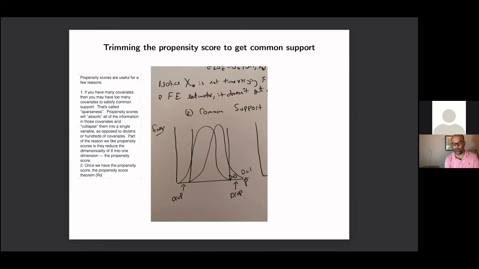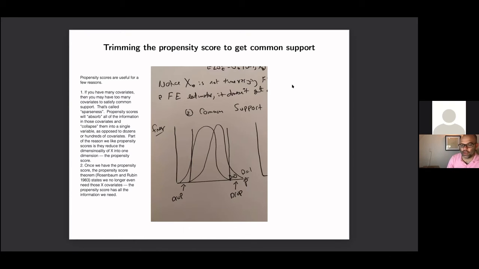Two, once we have the propensity score, the propensity score theorem by Rosenbaum and Rubin, I think it's like 1983 or something like that, states we no longer even need those X covariates. The propensity score has all the information we need. Okay. So what we're going to do is evaluate common support, not in terms of the covariates, but in terms of the propensity score.